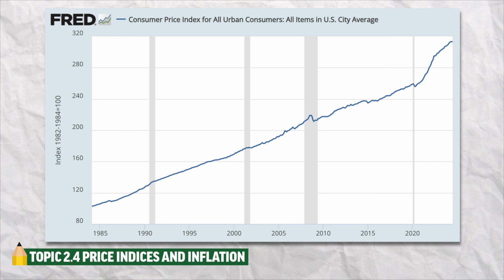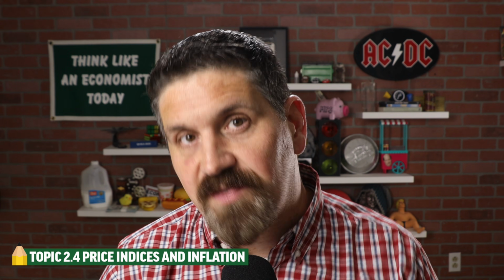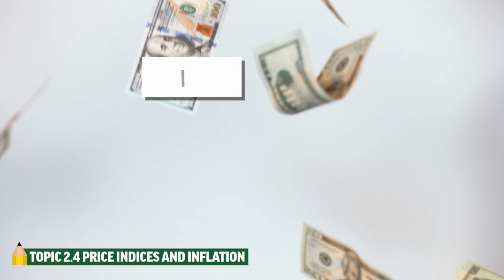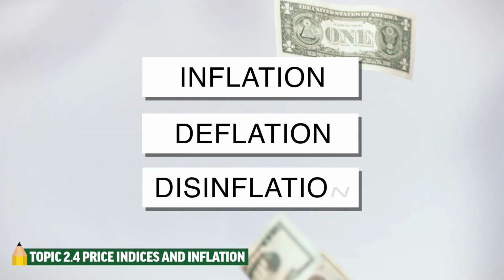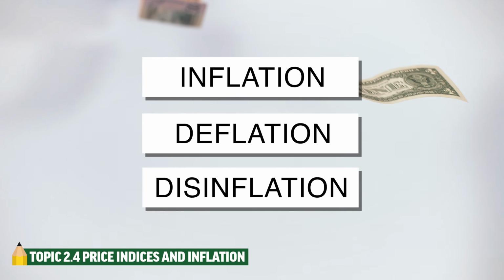By the way, this is what CPI looks like in real life, with 1982 being the base year. You can see that prices go up over time, and you can also see they've actually been going up faster in the last few years. But right here, you can see it's increasing at a slower rate, which is called disinflation. Prices are still going up, but just not as fast. Make sure you know those three terms. Inflation means prices are going up, deflation means prices are going down, and disinflation means prices are still going up, but at a slower rate.